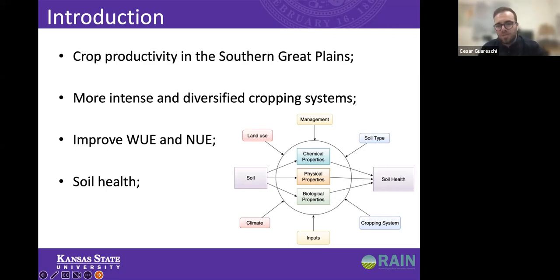And talking about soil health, I have this diagram. It's simple, but it explains that soil health is divided into chemical, physical, and biological properties that are affected by several factors. Some of them are listed in the picture, as you can see: land use management, the soil type, the cropping system that you are adopting in your farm, the inputs, and the climate. All these factors influence these three parts of the soil that together describe soil health.